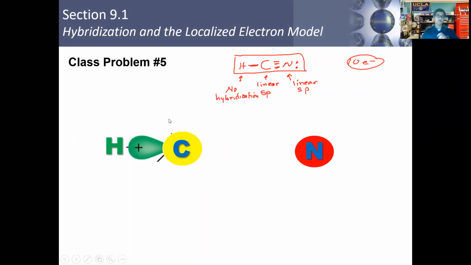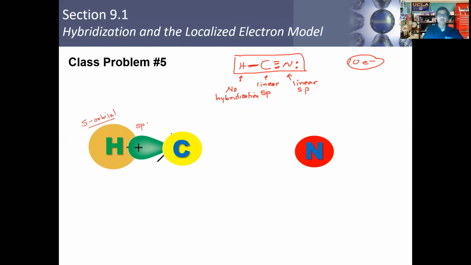So there we have one of the sp hybrid orbitals. This is one of the sp hybrid orbitals for carbon. To form this bond between carbon and hydrogen, we're going to see that hydrogen does not hybridize, and so therefore it will have its atomic orbital. This is the s atomic orbital. This is the s orbital for hydrogen.